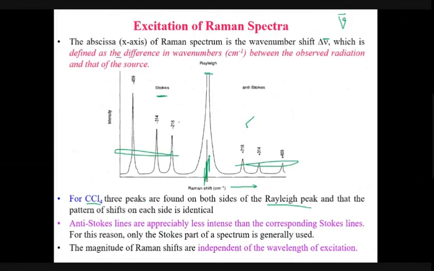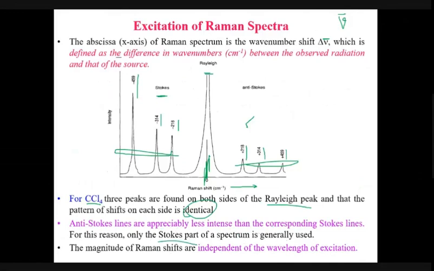See, this is minus 218, this is plus 218, this is minus 314, this is plus 314, this is minus 459, this is plus 459. So both sides are identical. Anti-Stokes lines are appreciably less intense than the corresponding Stokes lines. For this reason, only the Stokes part of the spectrum is generally used.